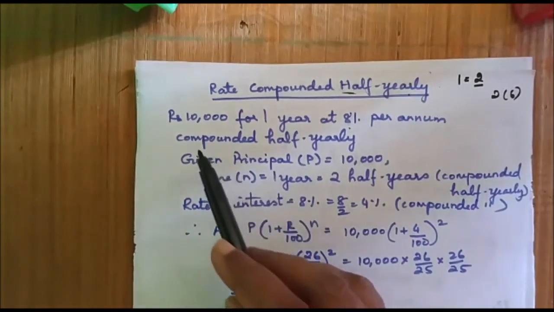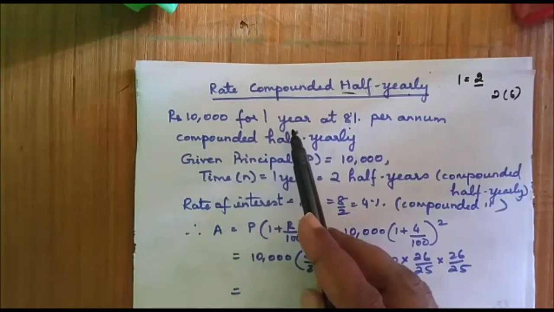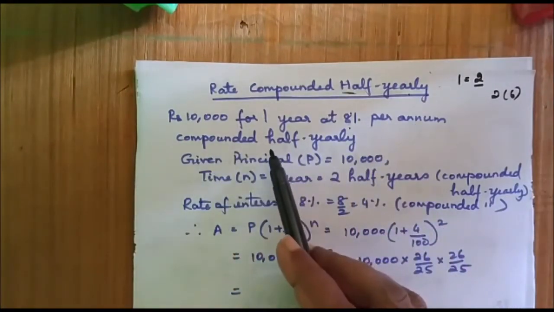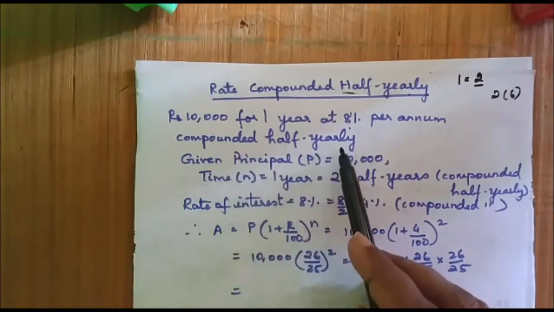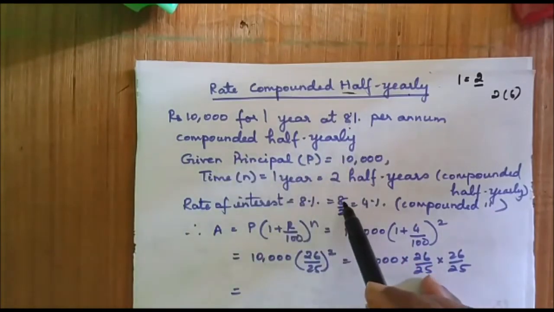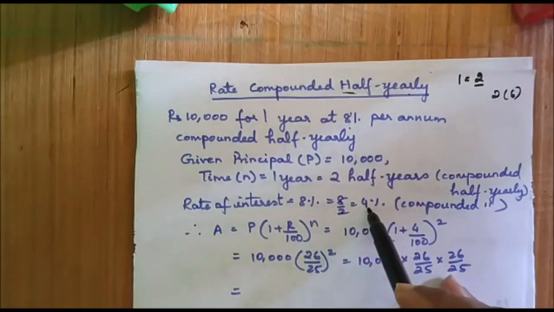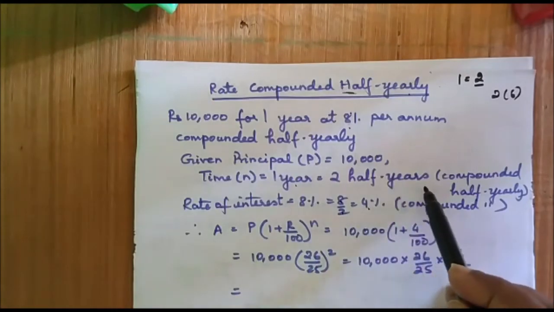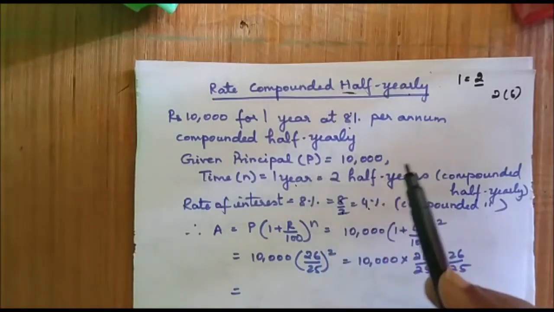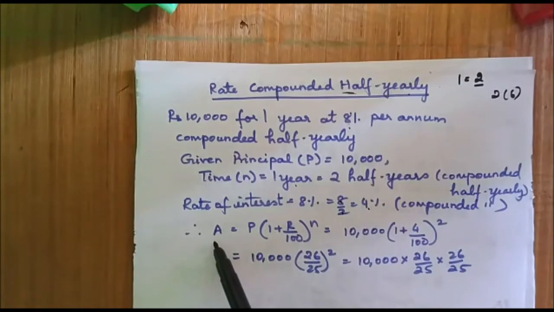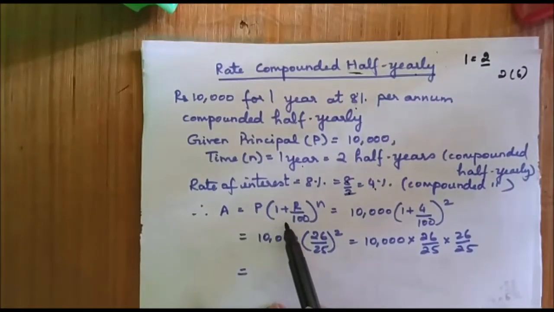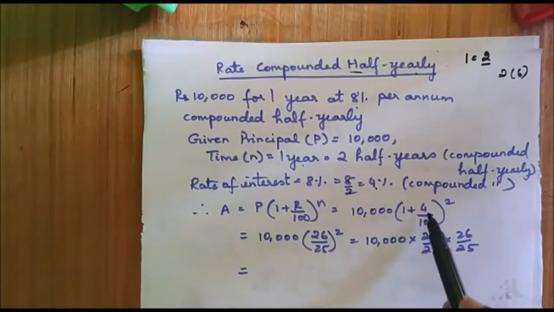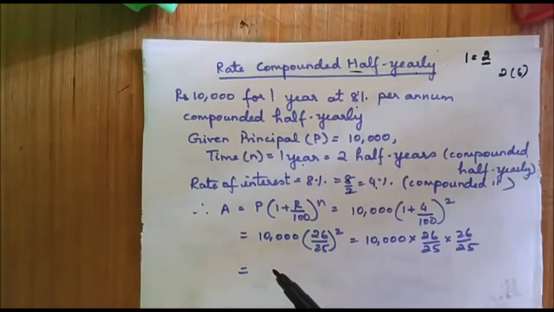Now in this problem, rupees 10,000 for 1 year at 8% per annum compounded half yearly. Whenever you see the word compounded half yearly, the interest rate will become 8 by 2, which is equal to 4%, and n, which is 1 year, is nothing but 2 half years. Okay, and principal is 10,000. So we will write this as A equals P into (1 plus R by 100) to the power n, that is 10,000 into 1 plus 4 by 100 the whole squared.